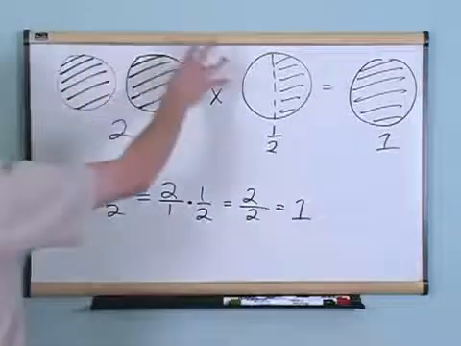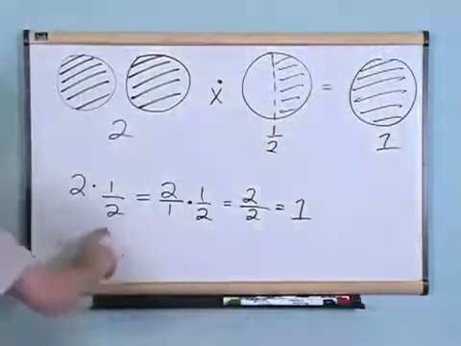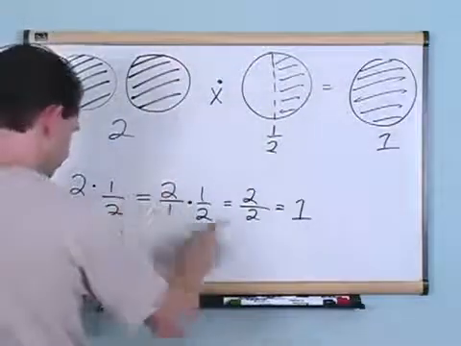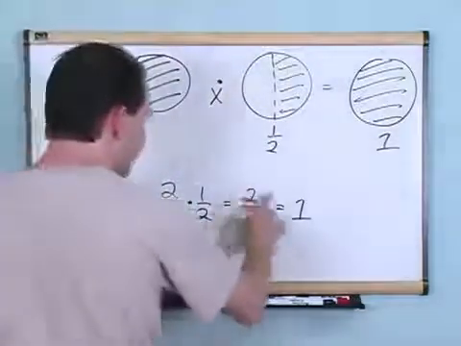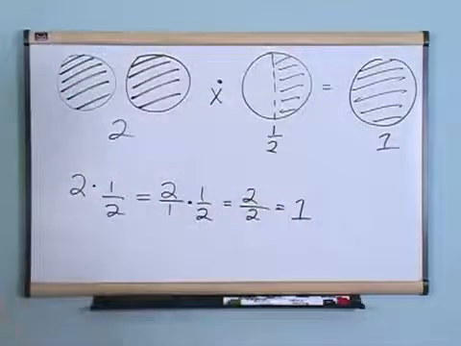So I'm just trying to draw in terms of pictures what you're going to get here, but the math is really simple. Multiply the top, multiply the bottom, and then you just simplify the fraction like we've been doing all along.